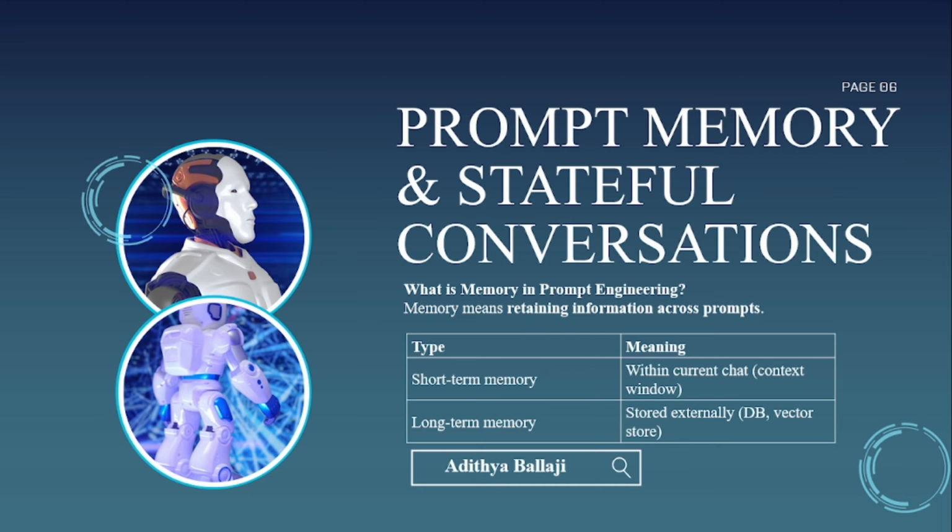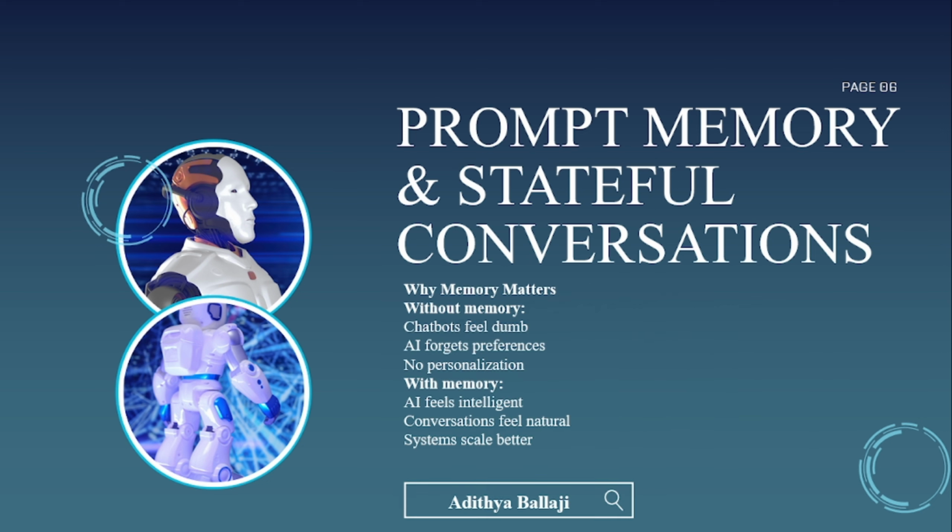There are two types of memory: short term memory and long term memory. Short term memory is within the current chat, that is the context window. Long term memory is stored externally. So these are the two types of memory. So why does memory matter?